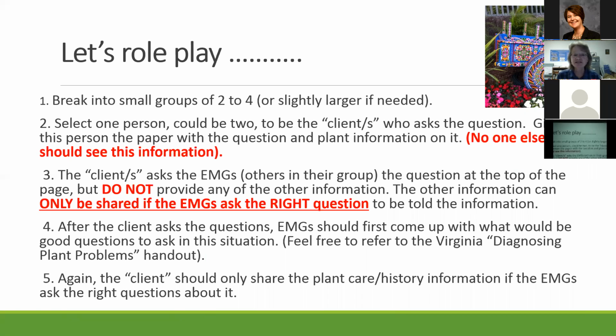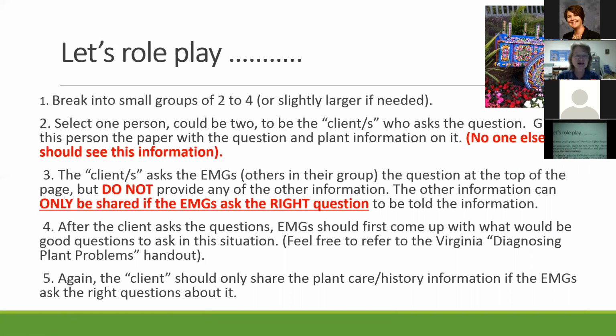Now, whoever is the client in the group, coordinators, you can give them one of these plant problems. There's an arborvitae question, a maple question, hawthorn, spirea, and a tomato question. So you can go ahead and give the client only the sheet of paper with the question. Nobody else should see the pictures. Nobody else should see or be able to read the information, or it won't be as much fun.